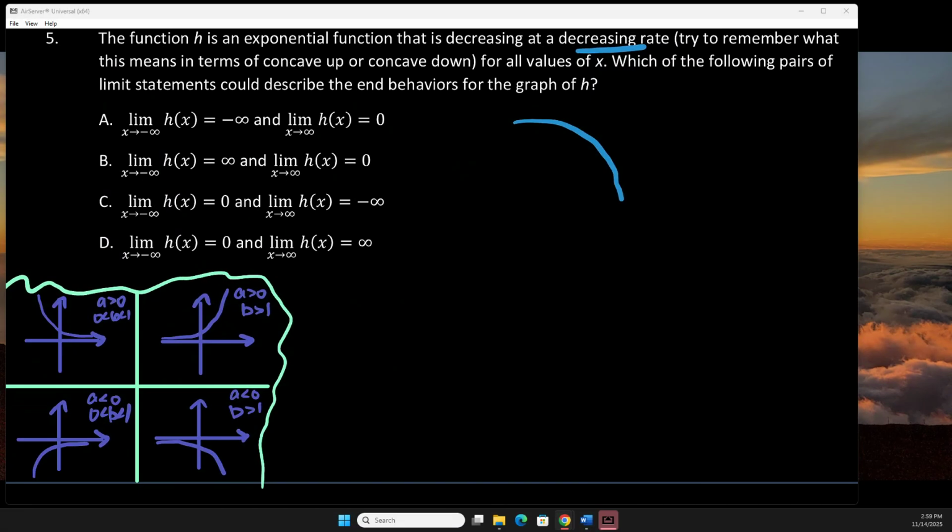All right, and all that stuff happens below the x-axis. So on the left side, it looks like we are going towards 0. And then on the right side, we're falling, going towards negative infinity.